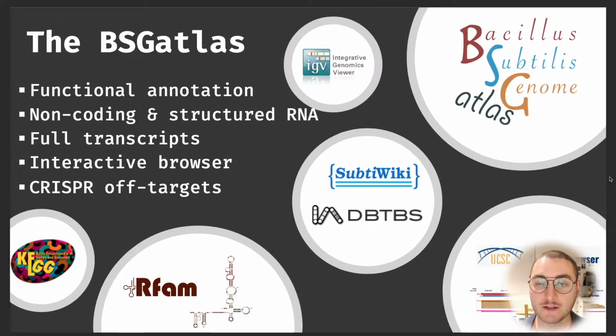The BSGatlas is also available as a browser, in which by interactive means you can investigate the annotation, but also add additional data that you might be interested to inspect in relationship to the BSGatlas. We also computed a list of guide RNAs for which we predict potential off-targets and on-targets that you might be interested in using when designing your own CRISPR experiment.